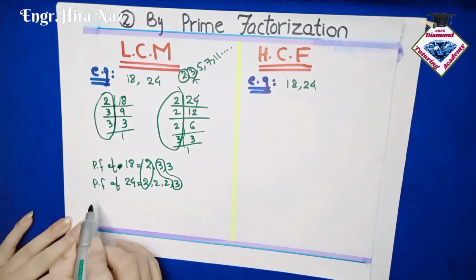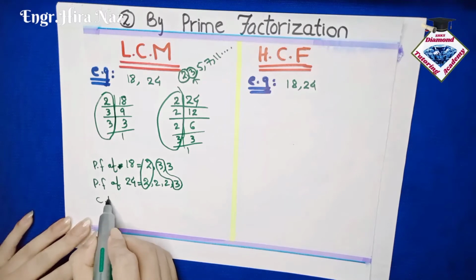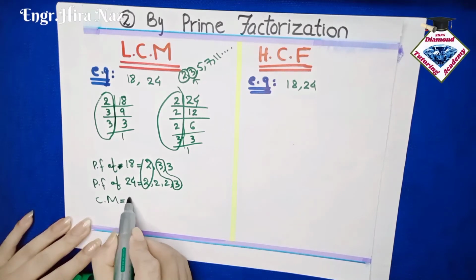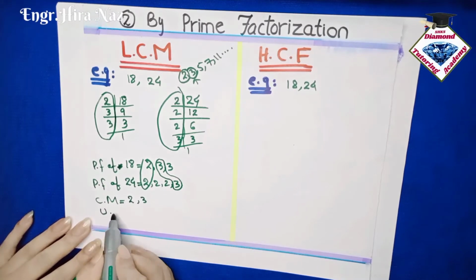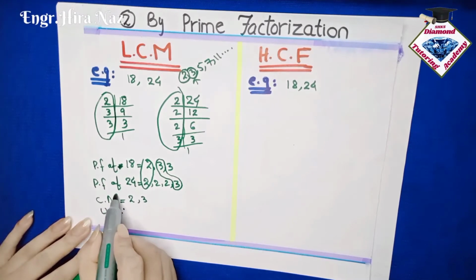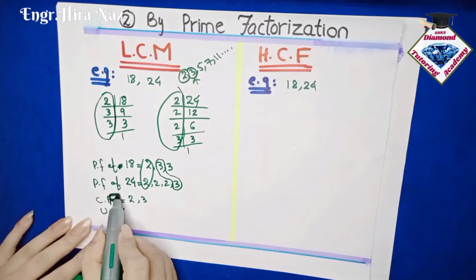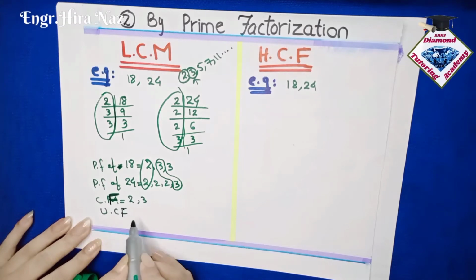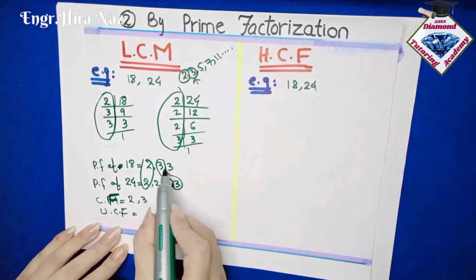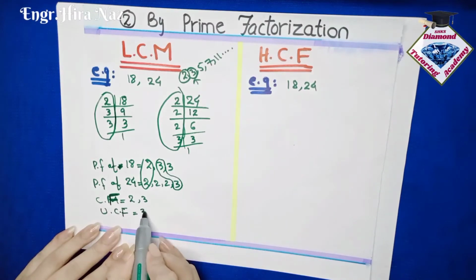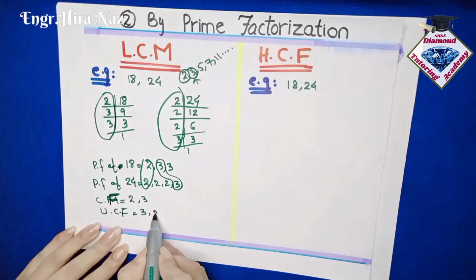Now we have to write here, common factors are 2 and 3. Now we have to identify uncommon ones; these are factors, not multiples. So uncommon factors are, in this case 3, but in this case 2 and 2.